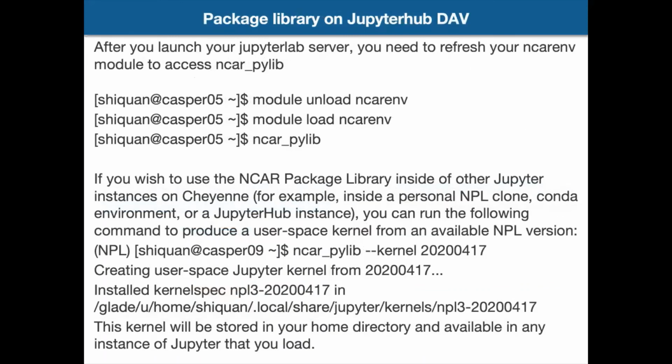So when you use Jupyterhub on DAV and you want to use the Python package library we provide, here are the steps. After you launch your JupyterLab server, you need to refresh your NCAR env module to access the NCAR PyLib. By default, after you land on this node, the NCAR PyLib is not available. So you need to module unload the NCAR env module, and then module load the NCAR env module again. And then now you have access to NCAR PyLib.